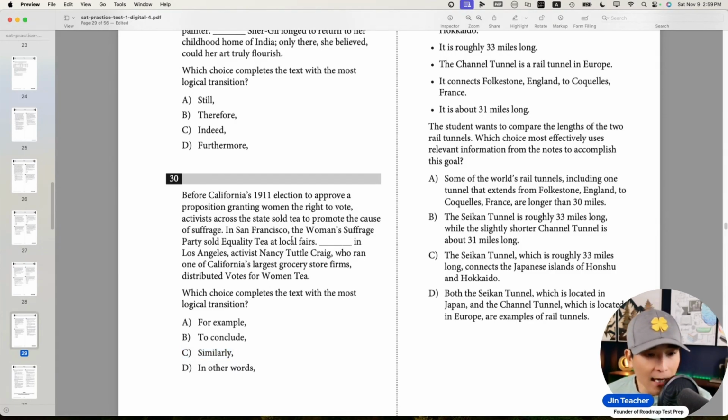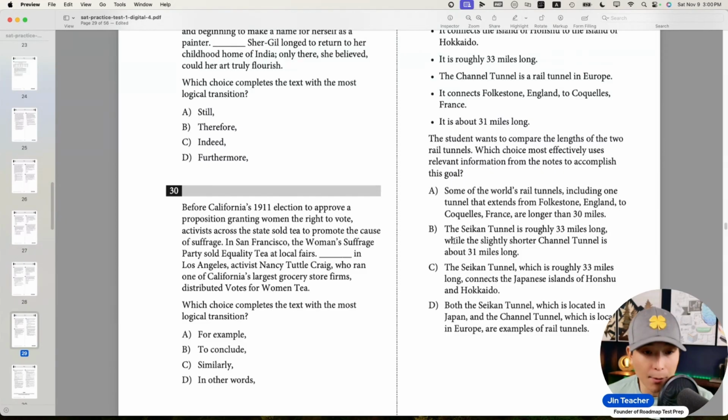Look at how it's comparing two places. It's comparing San Francisco and it's comparing Los Angeles. And how do they compare these two places? They compare them in terms of what people are doing to promote votes, selling tea. That's what they're doing here. So it is making a comparison of two things along the same lines. This is why similarly would be the correct answer for this question.